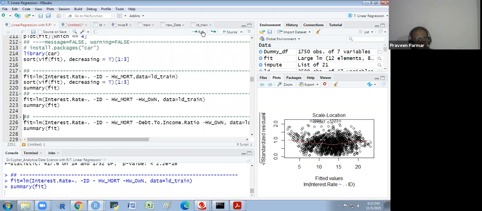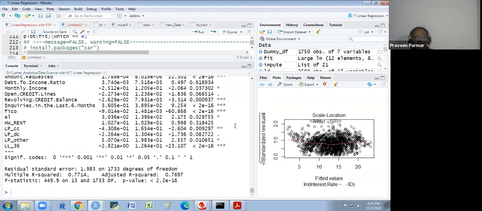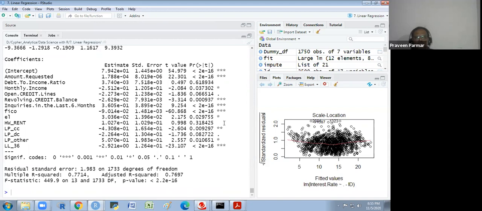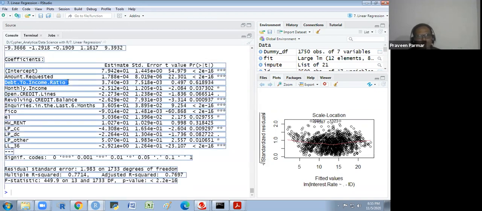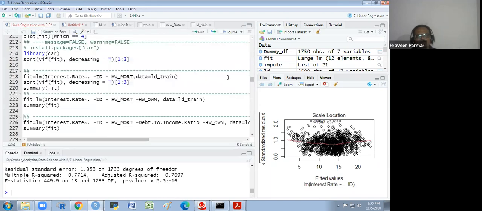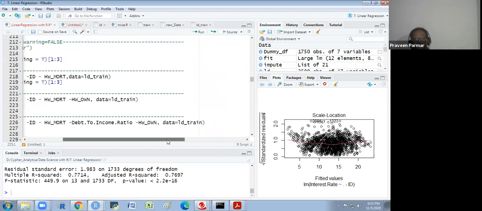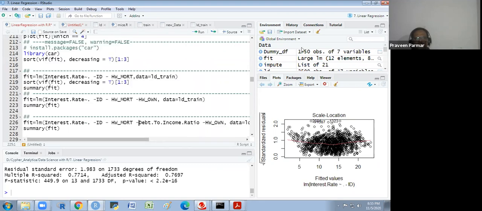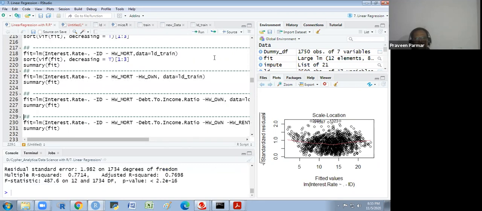And again, I will see the summary. Now I have this one and this one. So 0.61 is the debt to income ratio. Copy this. Here it is okay, the debt income ratio and the house ownership. The sequence doesn't matter, no need. So I just run this, and I see the summary now.